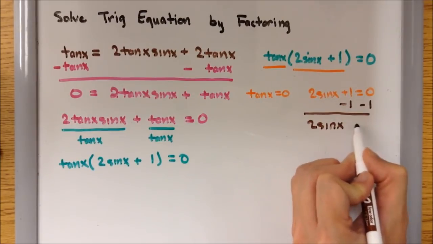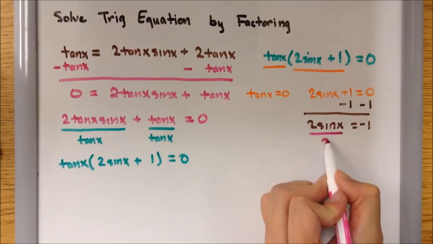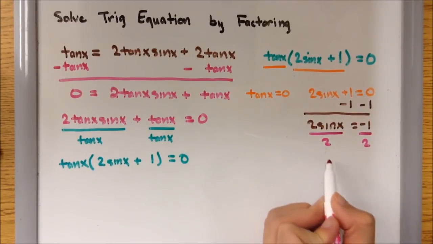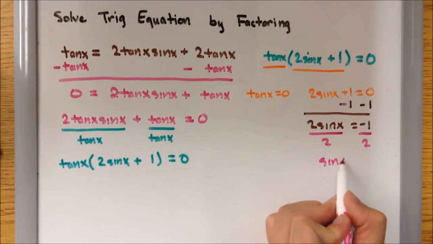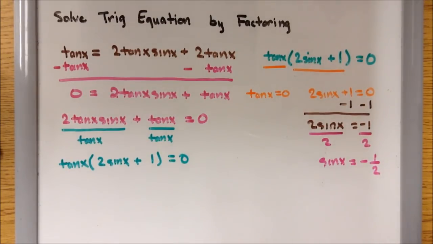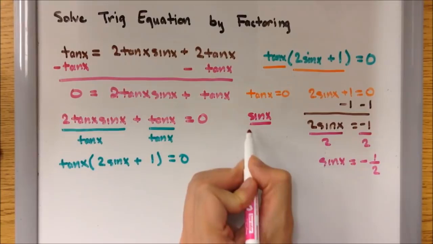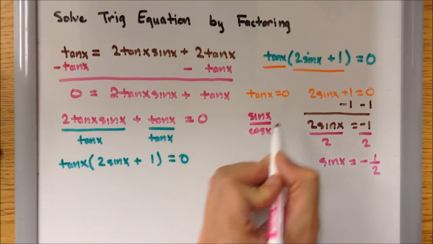So 2 sine of x equals negative 1. And then to get sine of x by itself, I'm going to divide both sides by 2. So we're going to have sine of x equal to negative 1/2. Now for tangent of x equal to 0, I want to tie in the quotient identity. So sine of x over cosine of x equals 0.